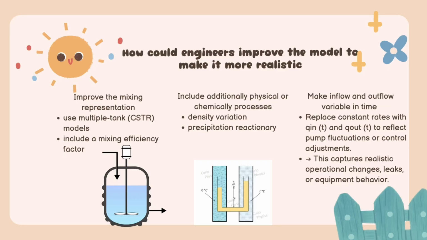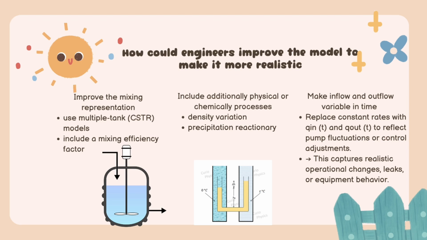How could engineers improve the model to make it more realistic? First, improve the mixing representation. Engineers can use multiple tanks, which is the CSTR in series model. Instead of assuming perfect mixing, engineers can model the tank as several smaller, partially mixed zones connected in series. This better represents how fluid actually flows and mixes inside a real tank.